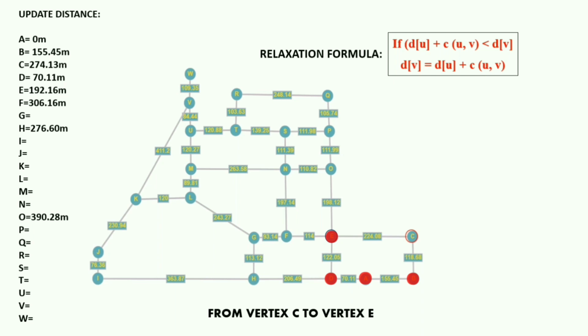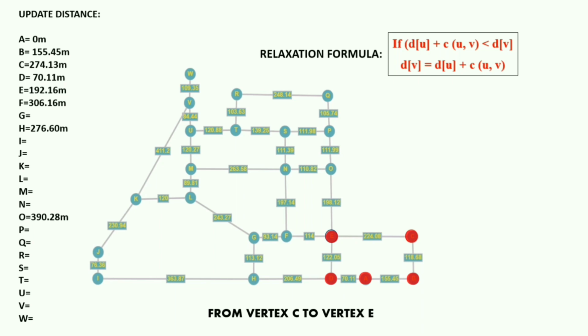So for now, if we find the shortest path among 276.6 meter, 306.16 meter, 274.13 meter, 319.28 meter, and infinite for all other remaining vertex, the shortest path is 274.13 meter. So we will pick vertex C. The vertex connected to vertex C is vertex E and not vertex B, because we already visit vertex B. So we perform relaxation to the connected vertex.